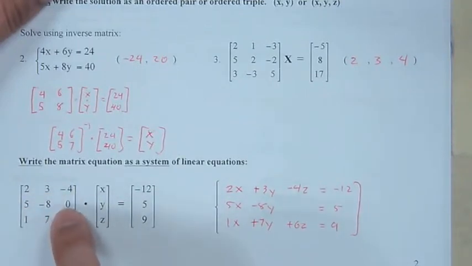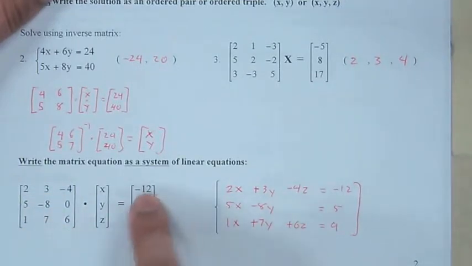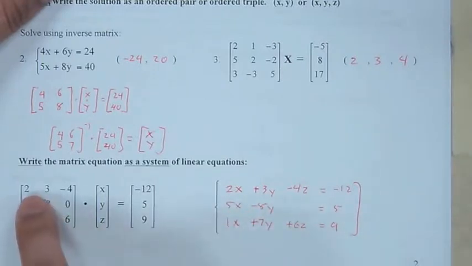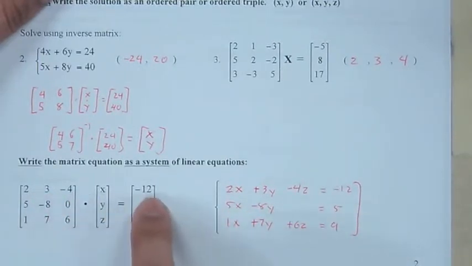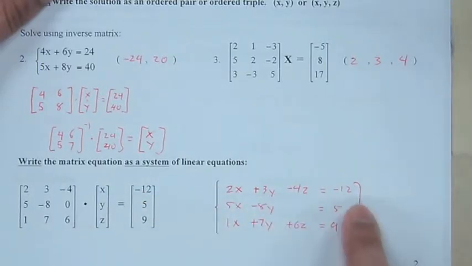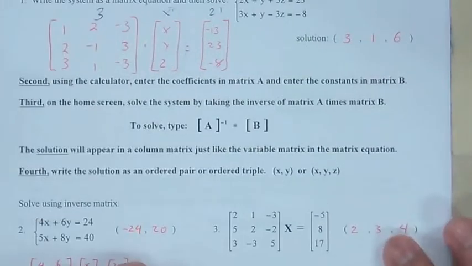Now if I give you guys this matrix, obviously you know that these are your numbers going across. Second row. And so you can write this as equations. This is 2x plus 3y minus 4z equals negative 12. That's my first equation. You can work it out like this.